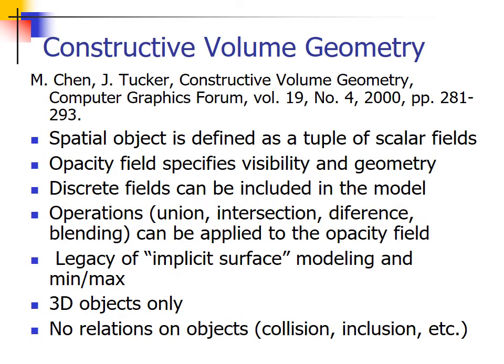Let's consider volume models. The first one is constructive volume geometry. This is an algebraic framework used to model complex spatial objects using combinational algebraic operations. A spatial object is defined as a tuple of scalar fields. The opacity field specifies visibility and geometry. Operations such as union, intersection, difference, and blending can be applied to the opacity field. But it has no relations over objects, such as collision or inclusion, and so on. You can find more information about this model in this article.